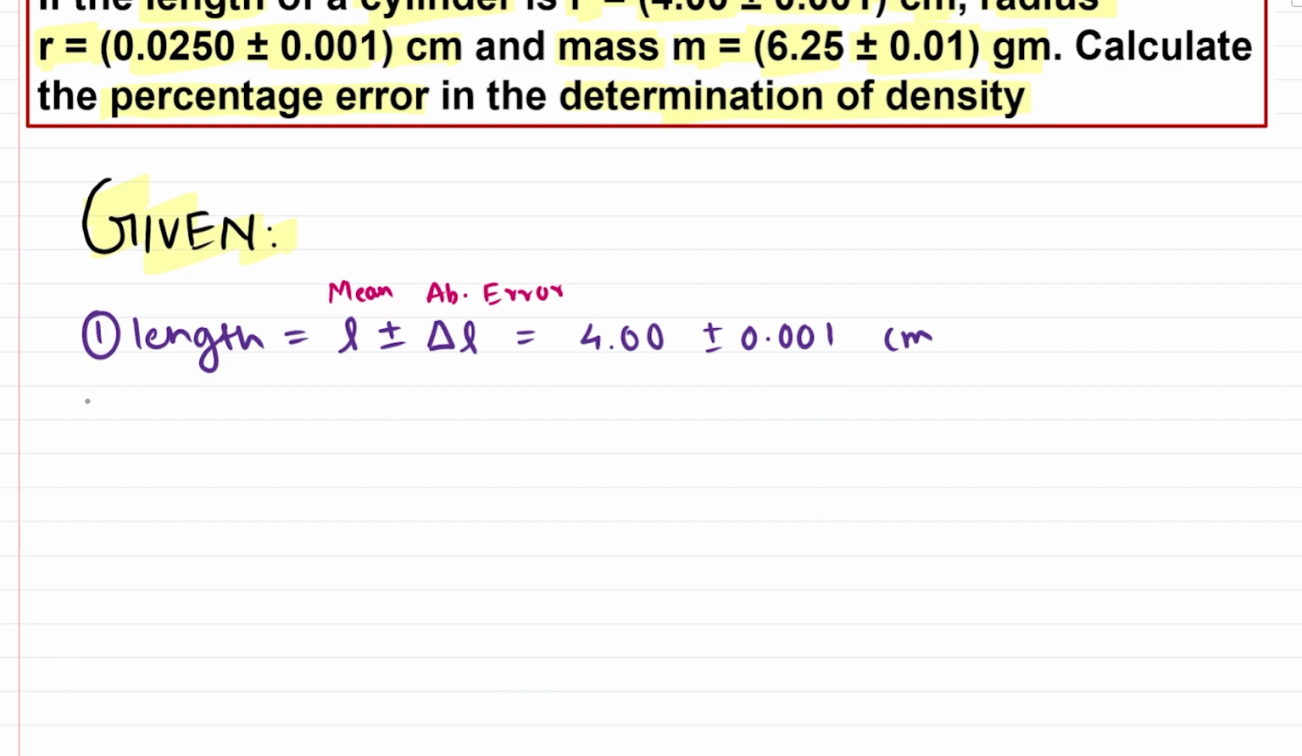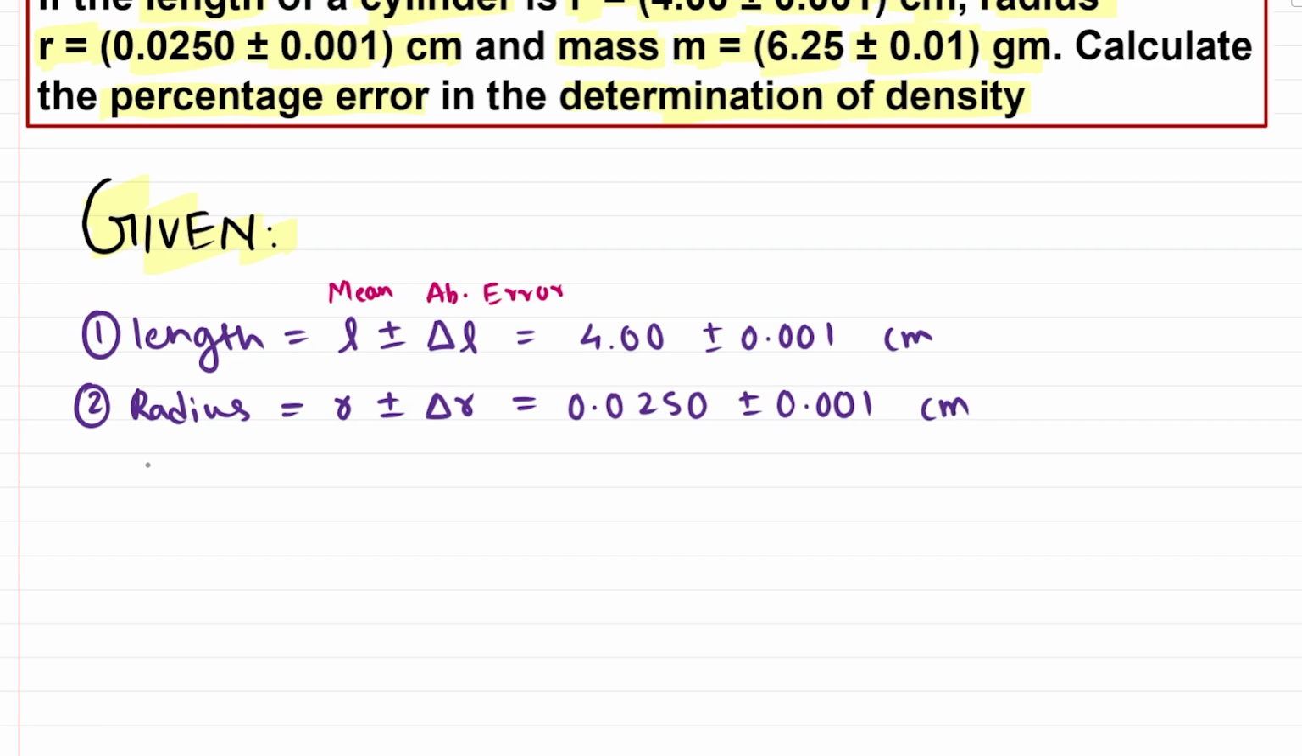Similarly, our second quantity is the radius of the cylinder, and this radius is also given to us in a similar format, that is R plus minus delta R, which is the absolute error in radius, and the measurement is 0.0250 plus minus 0.001. Again, the measurements are done in centimeters.